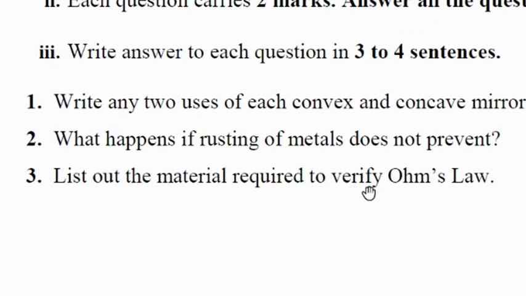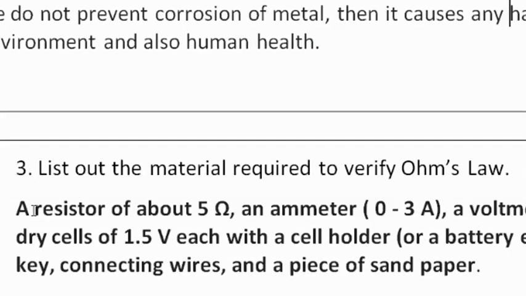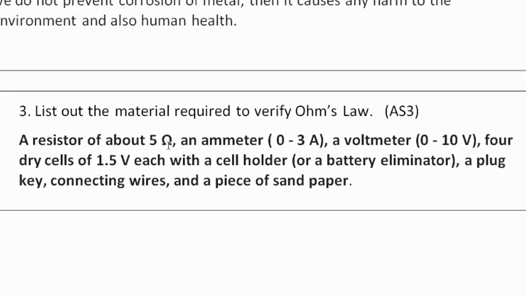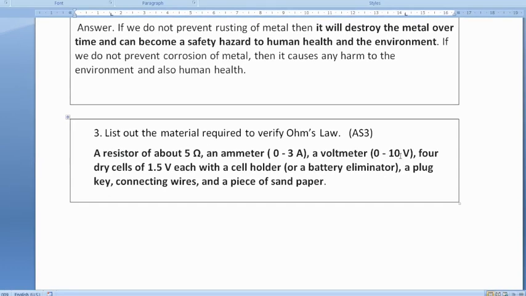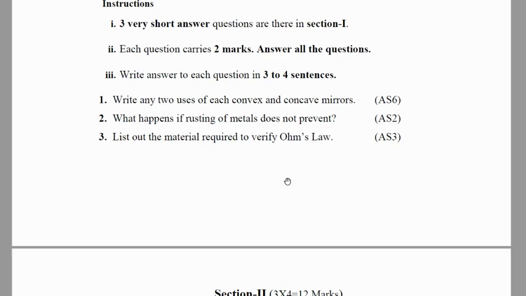List out the materials required to verify Ohm's law. So we require a resistor of about 5 ohms, an ammeter 0 to 3 amperes, a voltmeter 0 to 10 volts, 4 dry cells of 1.5 volts each and a cell holder, a plug key, connecting wire and a piece of sandpaper. These are all the materials required to verify Ohm's law.